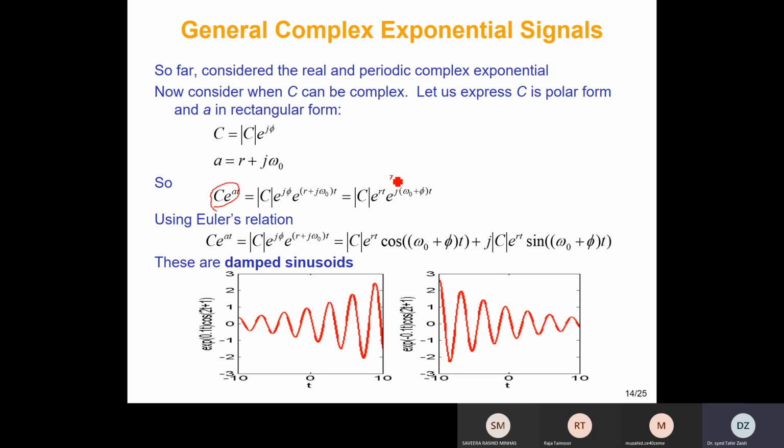Now this part, as we see right here, is simply a complex exponential. The only difference is that instead of one constant value, we have a constant value omega naught plus any other constant value, so it makes no difference. Still, we have e raised to the power of j.